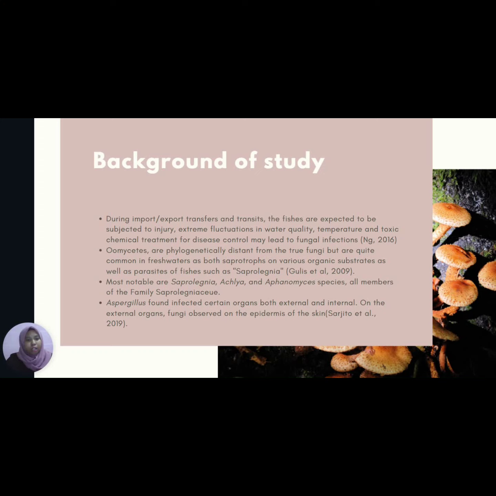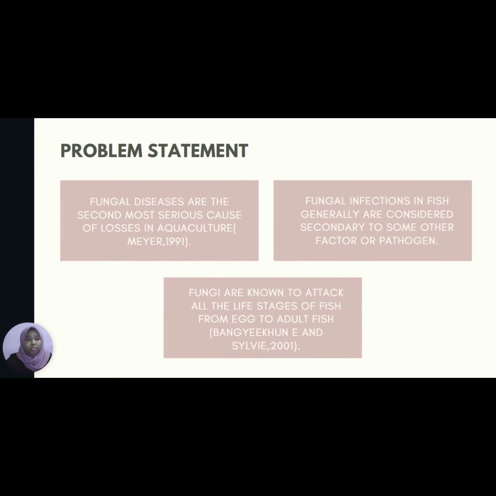And most notable are Saprolegnia, Achlya, and Amorphosite species. And Aspergillus was also found infecting certain organs, both external and internal. For problem statement, fungal disease is the second most serious cause of losses in aquaculture by May 1921, and fungi are known to attack all life stages of fish from egg to adult.